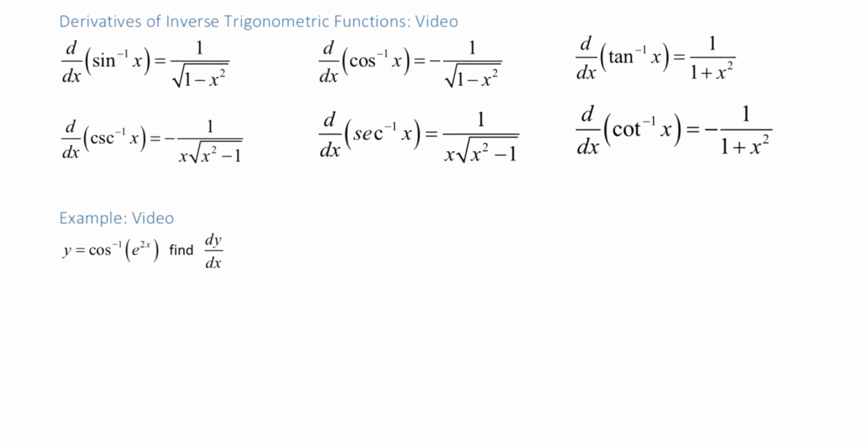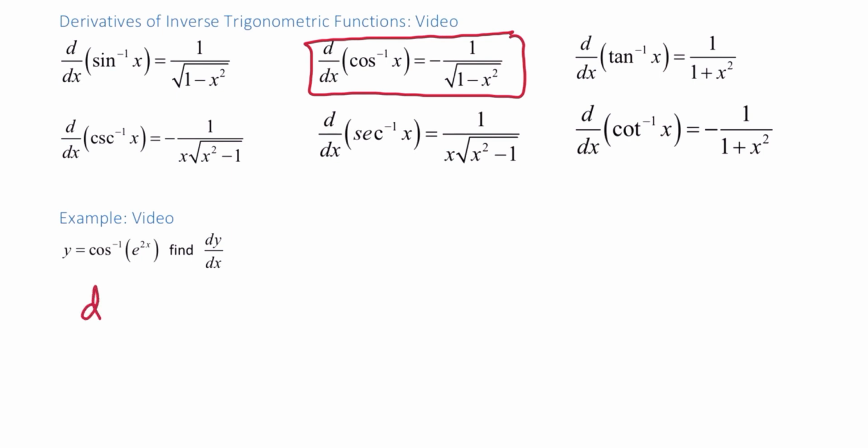For example, y equals inverse cosine of e to the 2x. First, recognize which formula we need to be using: inverse cosine. The next thing you want to note is in the formula, the argument on inverse cosine is x, and then the variable in the formula is also x. But look at the argument on our actual example, it's e to the 2x. It's not simply x. Just remember that when we use the formula.